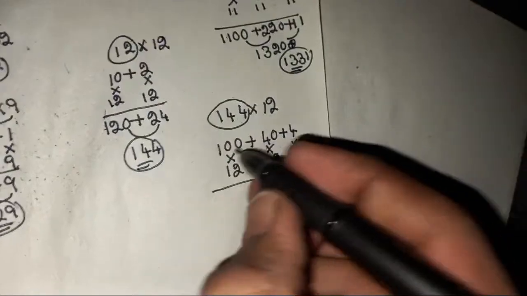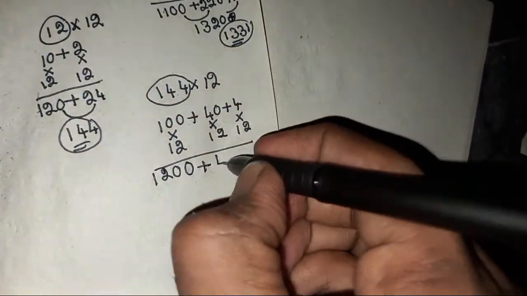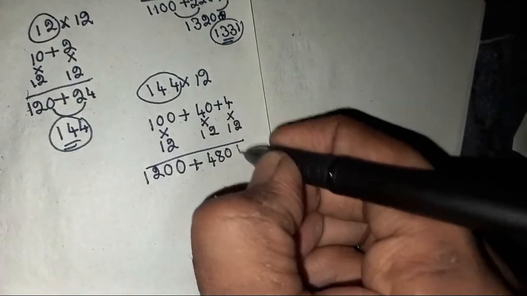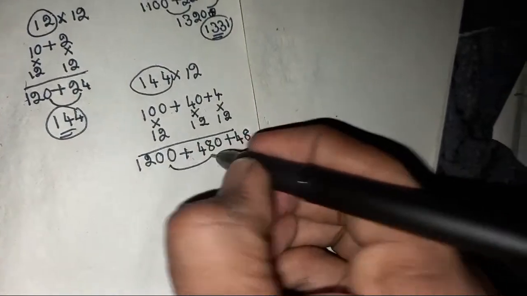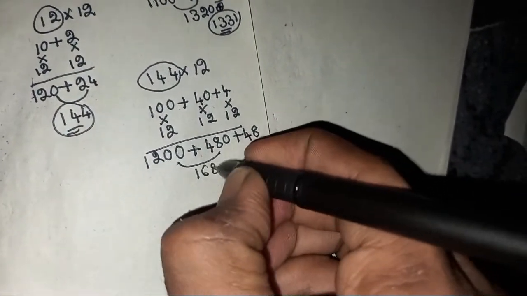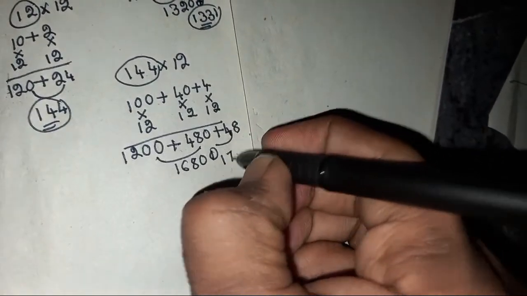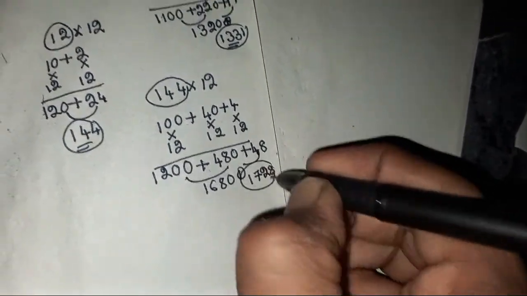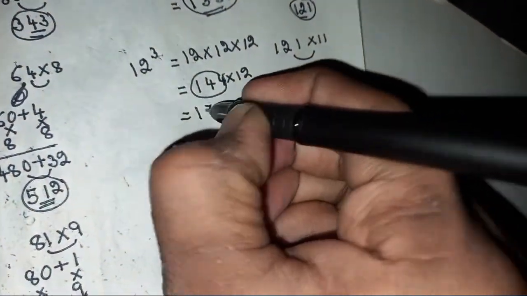Now you're going to get 12 times 100 is 1200. 12 times 4 is 48, and 0 remains, 480. 12 times 4 again 48. 1200 plus 480, 1680 plus 48, it's going to become 1728. So let's write this as equal to 1728.